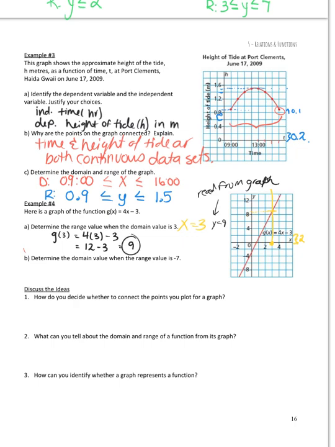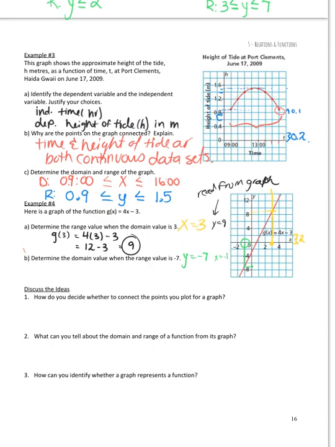Determine the domain value when the range value is negative 7. So range value is y. So when y equals negative 7, I can read that from my graph here. That would be approximately here. So moving across my graph, and then read where that lies on our x-axis. That seems to be x equals negative 1, read from my graph.